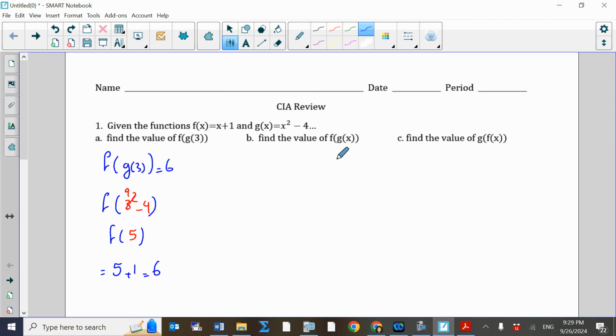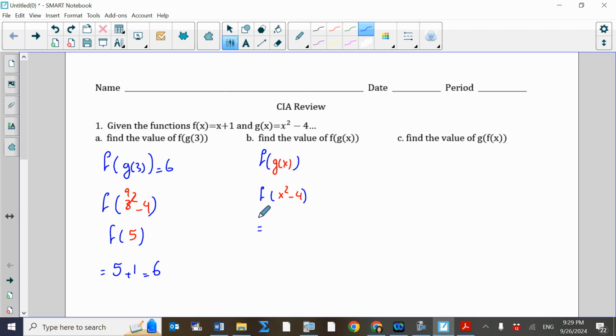Next one, we want to find f of g of x. So this time we don't have a value for x. We just want to find the general formula for f of g of x. So again, the function which is inside should be used first. So I'm going to write the f here, and g of x, formula for that, I'm just going to copy that here.